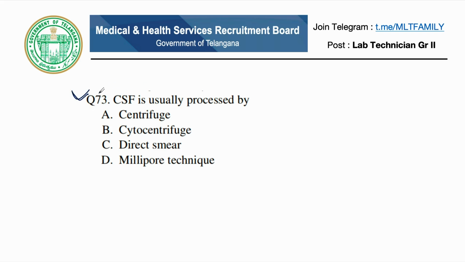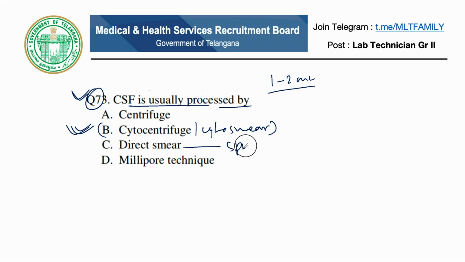Question number 73 basically means CSF is usually processed by which? CSF usually comes in 1 to 2 ml, that is, a lesser quantity of fluid. So in fluid cytology we do cytocentrifugation or cytospin or cytosmear. Okay, this is the technique we use to process the CSF sample. Direct smear we make for sputum samples. Millipore is for large quantities of urine. Centrifuge is for serous effusion, abnormal fluid collected in the pleural cavity or peritoneal cavity.